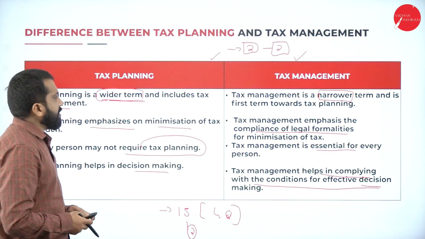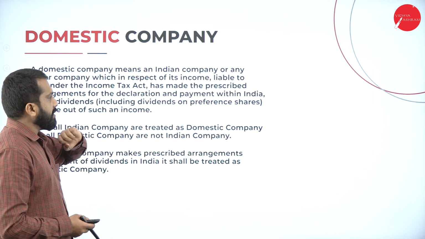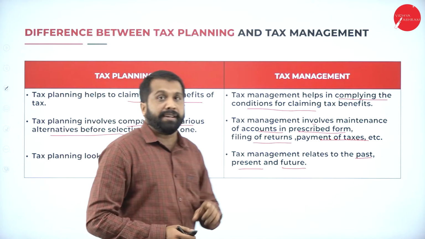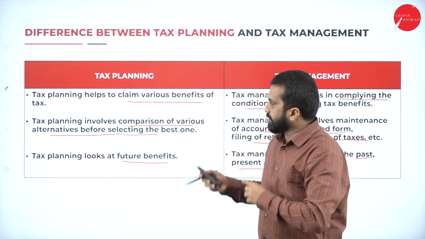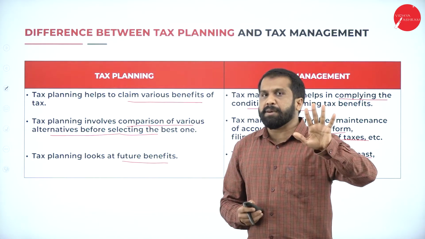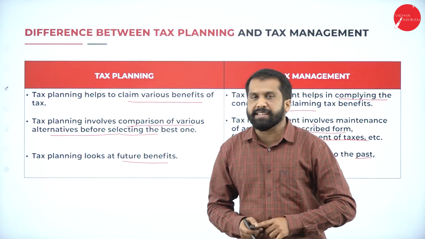Now, how many points are there? 1, 2, 3, 4, 5, 6, 7. There are 7 points. Try to remember at least 5 points. You can select whichever are easy. Remember only 5 points each. That is more than sufficient for your examination.